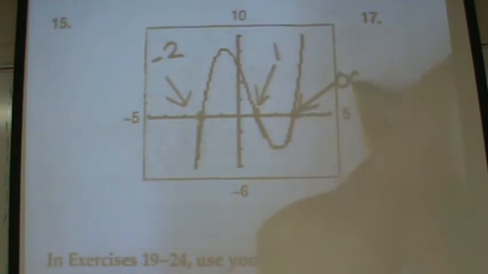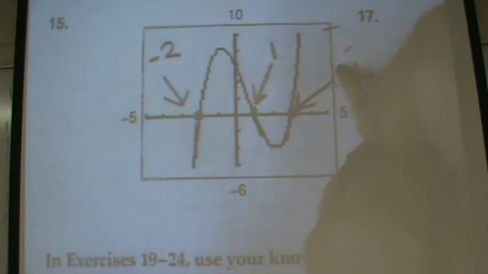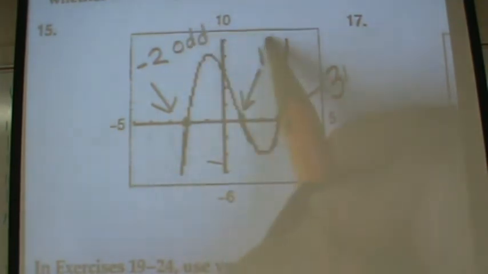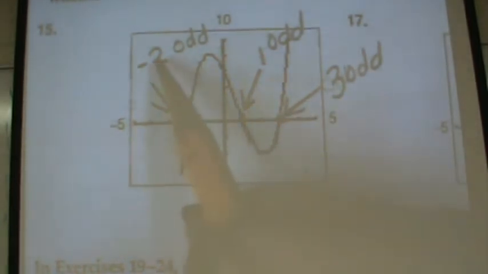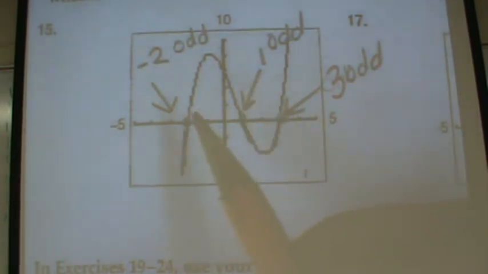Now, I want you to tell me, are they odd or even? What's this one? Odd. They're all odd. Odd and odd. Does everyone know what odd means? I'm not asking you, is that number odd or even? I'm asking you, at that 0, is it crossing through or is it touching? And they're all crossing through, so it's odd.